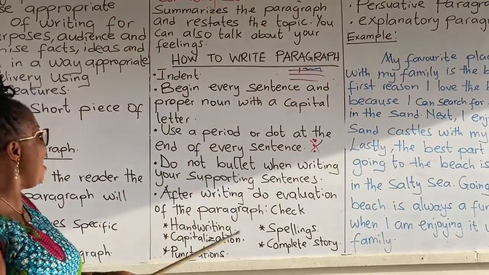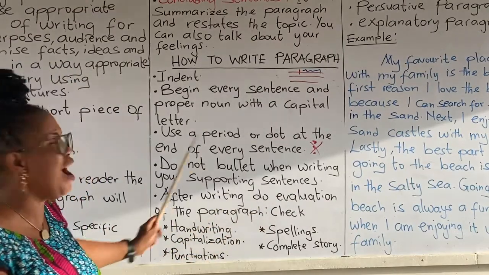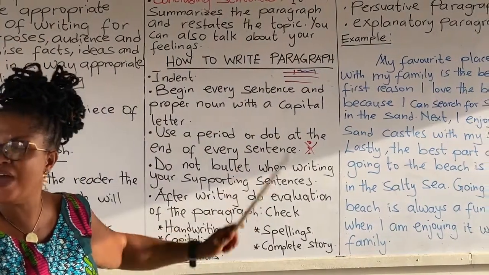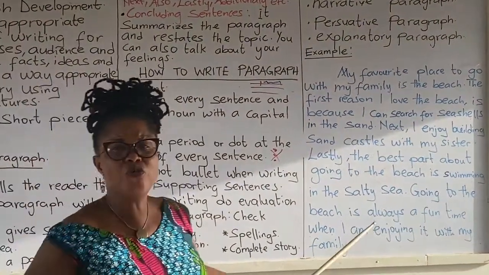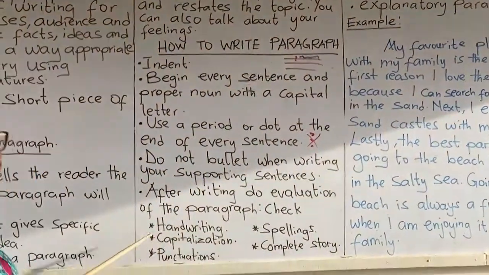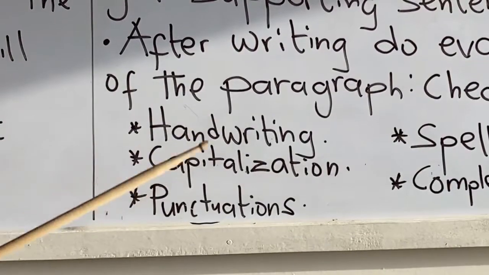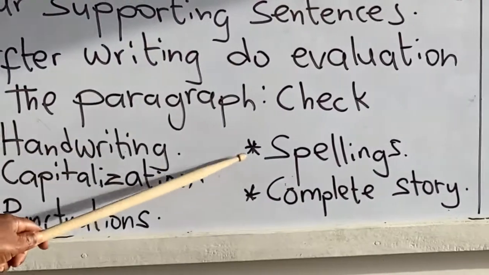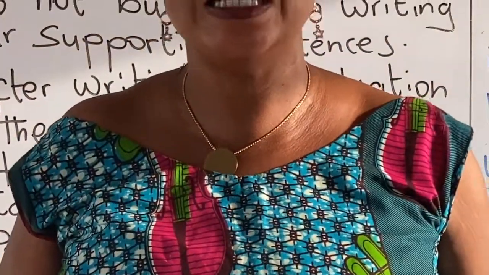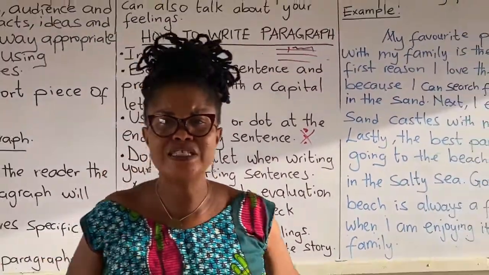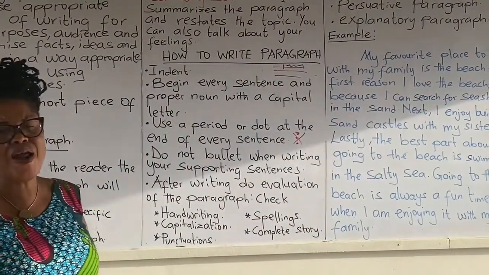Now, after writing your paragraph, do an evaluation. And how do we evaluate? You evaluate by looking at the handwriting, capitalization, punctuation, spellings, and also look at the complete story that you have written to check whether what you have written is in order.